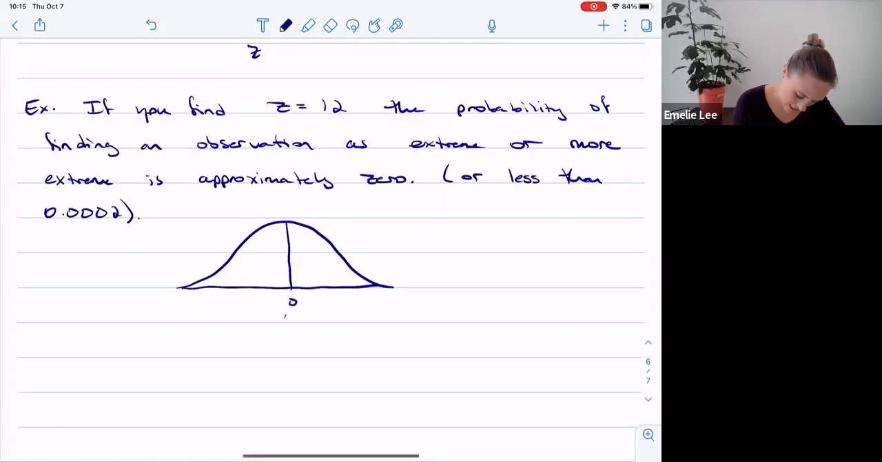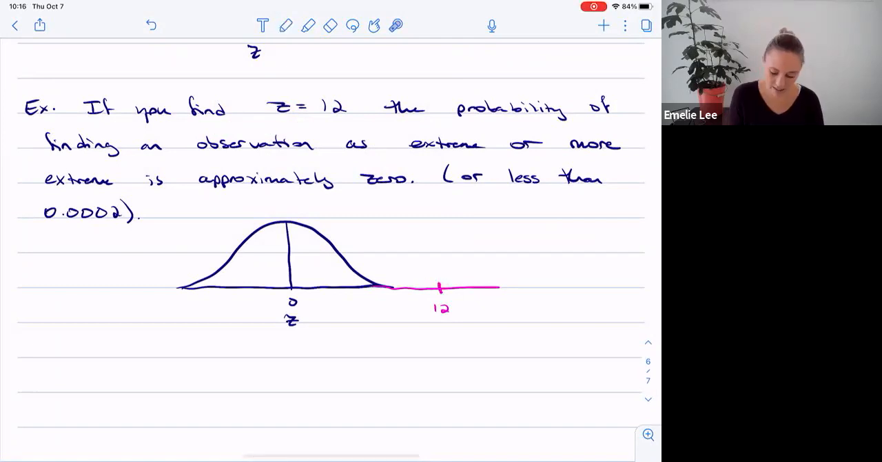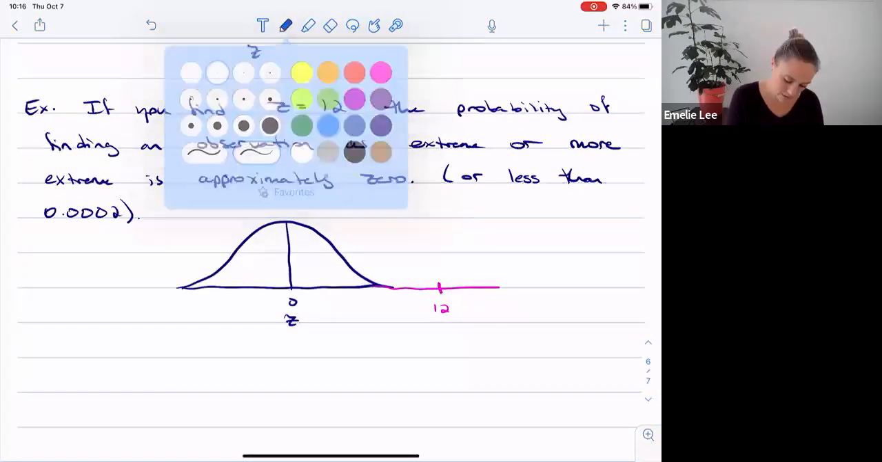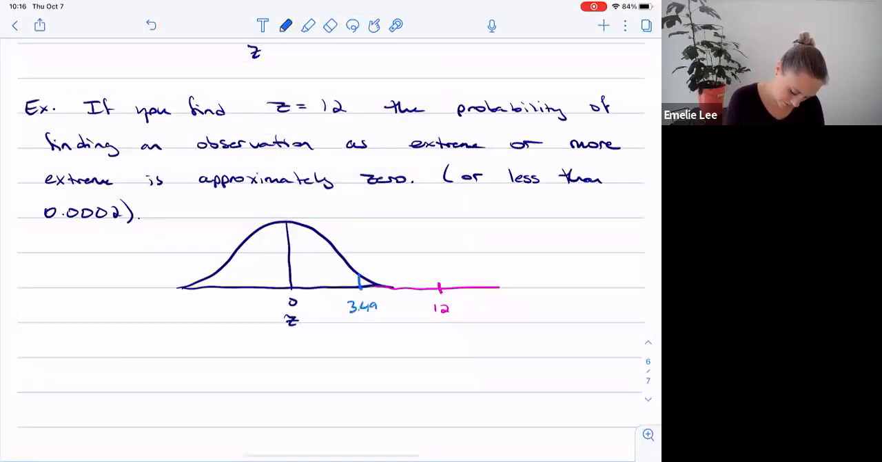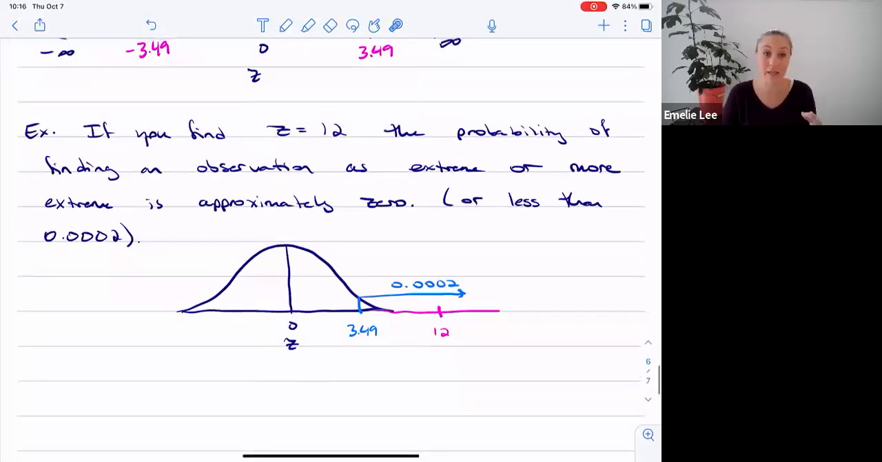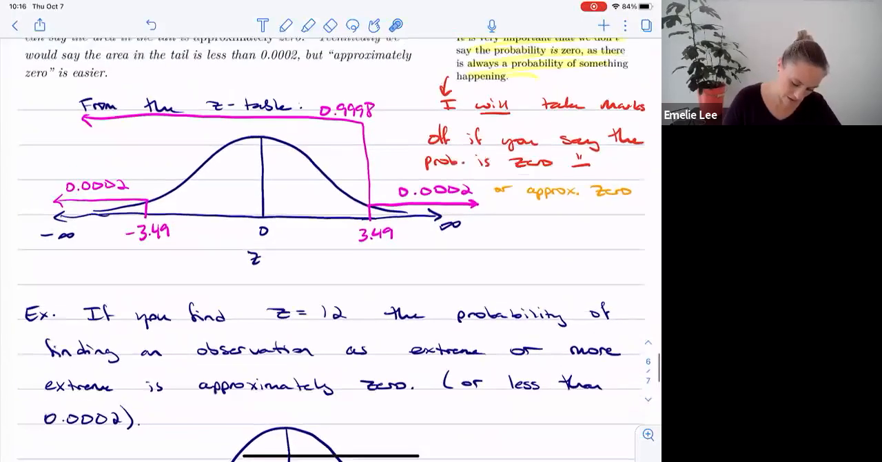Okay, because what we have is Z, centered on 0, and I found a Z out here of 12. This area is definitely less than the area from over here. 3.49 has an area. So all we can say, if I've moved far enough out into the tail, is that it's less than 0.0002 or approximately 0. Okay. But they do happen. It can happen. It's just unlikely. Okay, good.